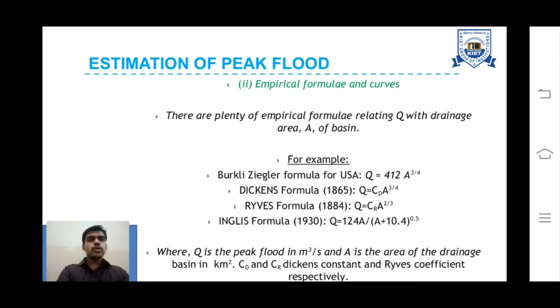Let's have a look at these empirical formulas. Look here, there are plenty of empirical formulas, but we are focusing on Q equal to 412 A power 3 by 4, and Higgins formula Q equal to CD, that is the coefficient of discharge, A power 3 by 4, and Reeves formula, Young's formula. These are the formulas for the identification of the peak flood, where Q is the peak flood and A is the area of the drainage basin, CD is Higgins constant and the other is Reeves constant.